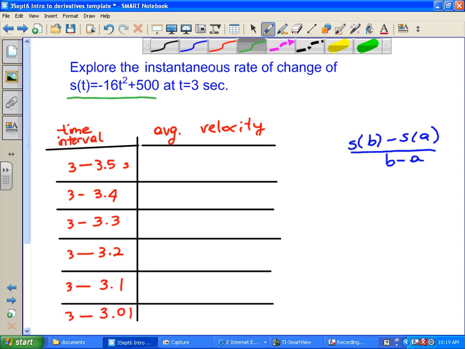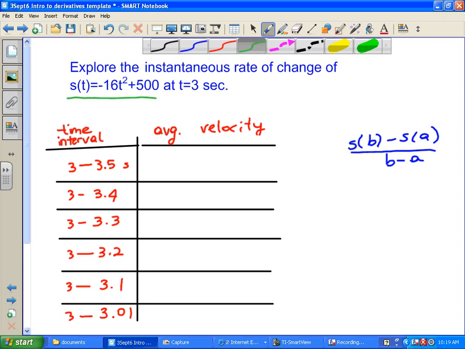Okay? So first, we're starting with a table of values, also known as a numerical approach. By the end of the class today, we're going to have an analytical approach where you don't have to look at a table of values. You can find the instantaneous velocity by just manipulating x's and y's. But right now, let's just get an idea. What is the instantaneous velocity at 3 seconds by filling in these values?